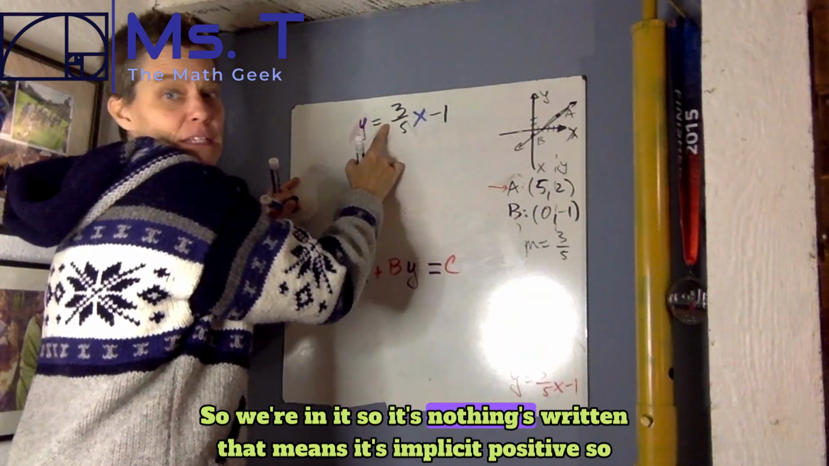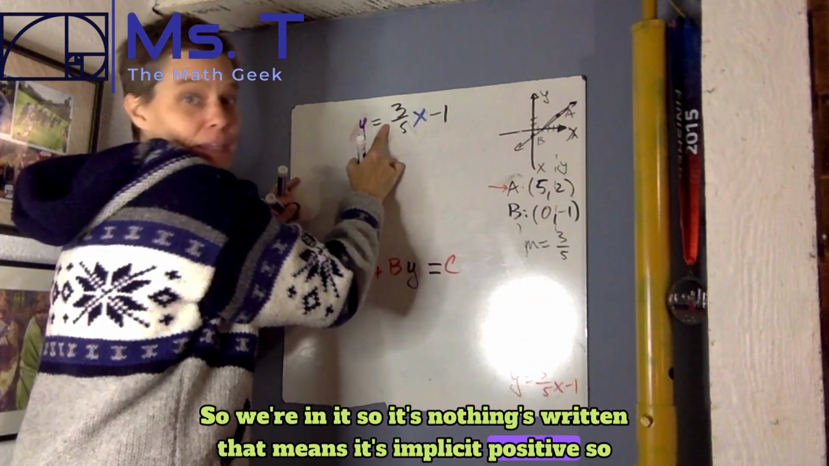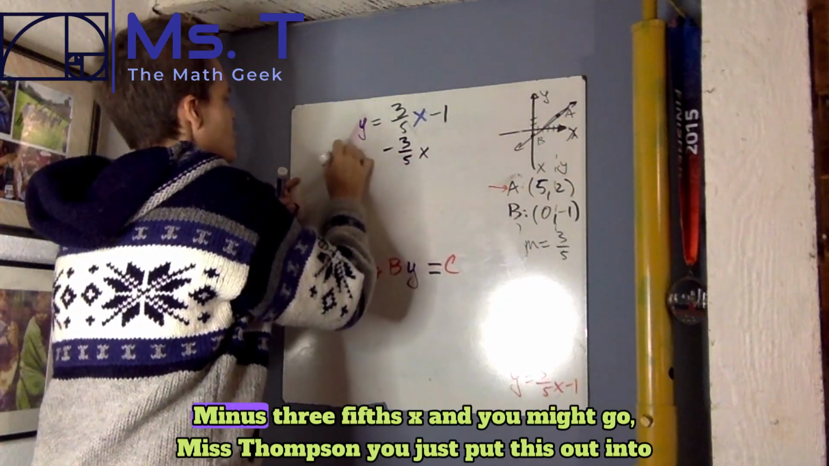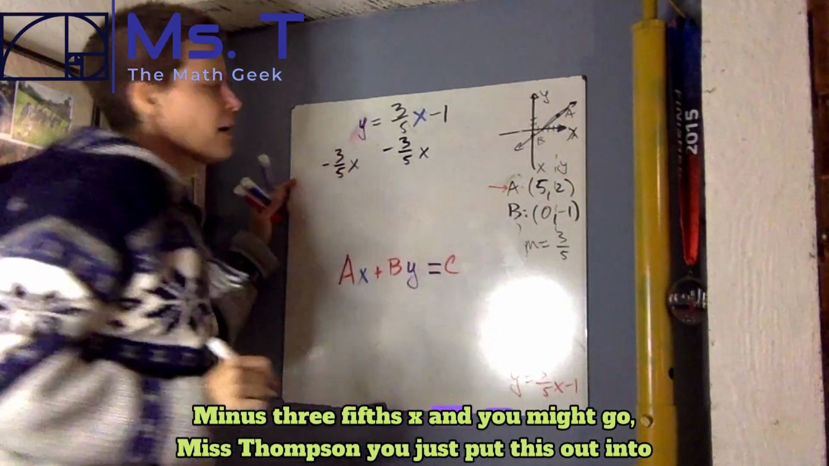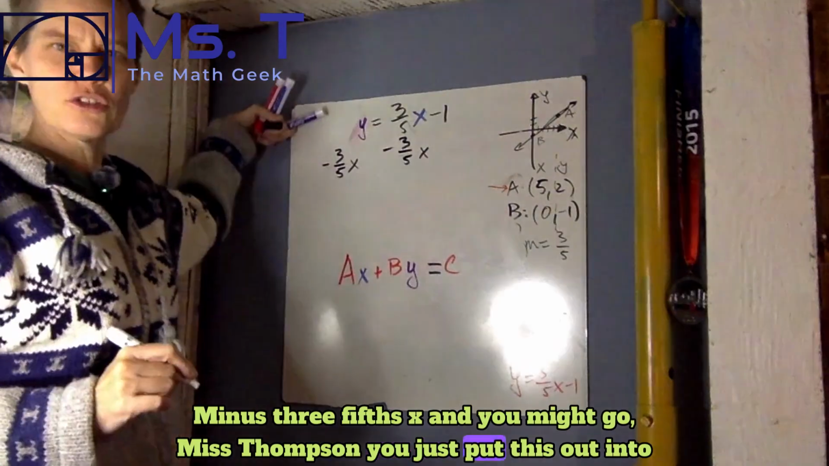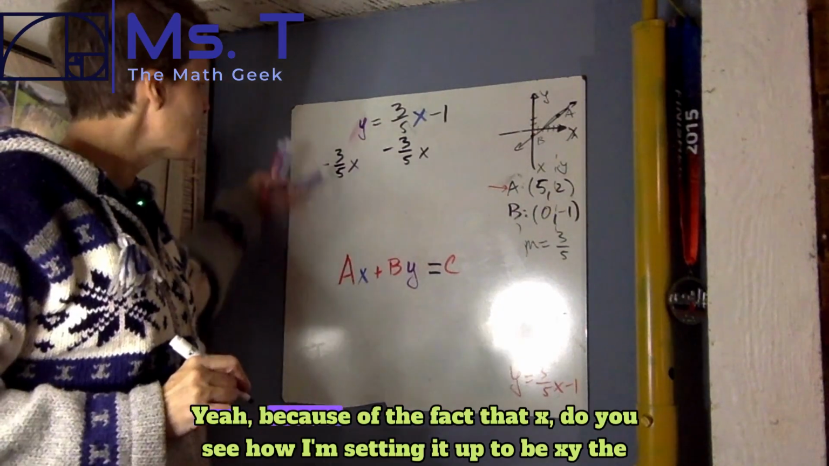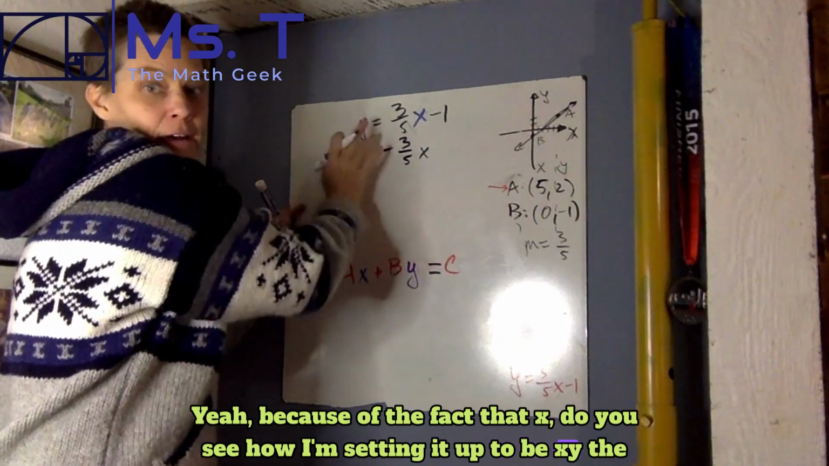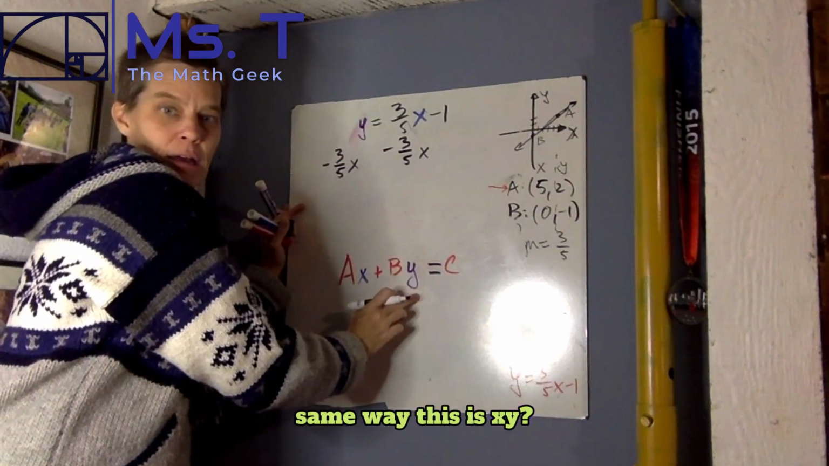So nothing's written. That means it's implicit positive. So we're going to subtract it. Minus 3/5 x. And you might go, Miss Thompson, you just put this out into the void. Yeah, because do you see how I'm setting it up to be xy, the same way this is xy?